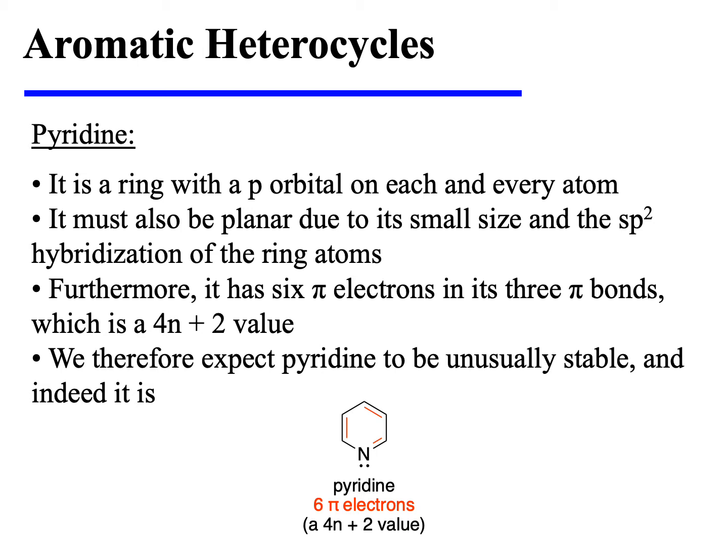It is a ring with a p orbital on each and every atom. It must also be planar due to its small size and the sp2 hybridization of the ring atoms. Furthermore, it has 6 pi electrons in its 3 pi bonds, which is a 4n plus 2 value. We therefore expect pyridine to be unusually stable, and in fact it is.